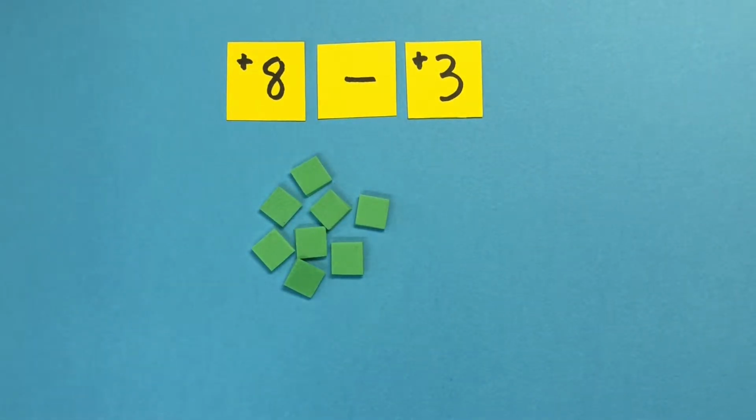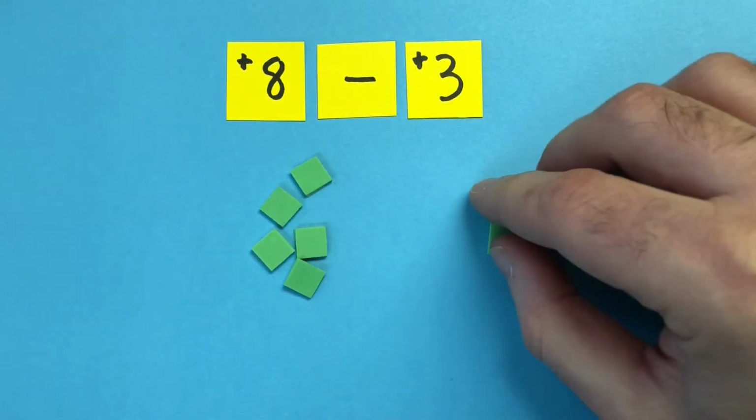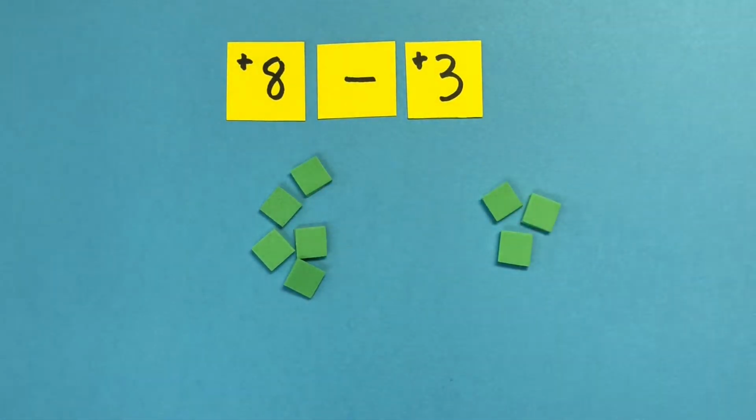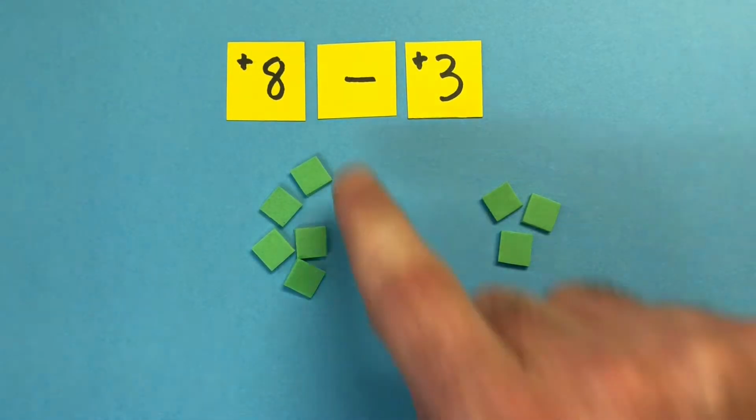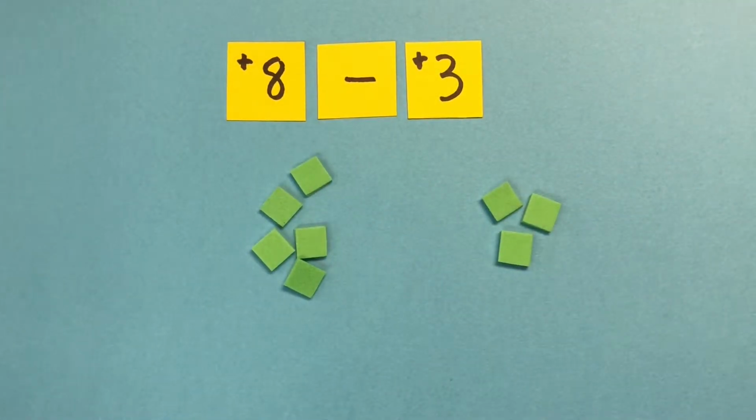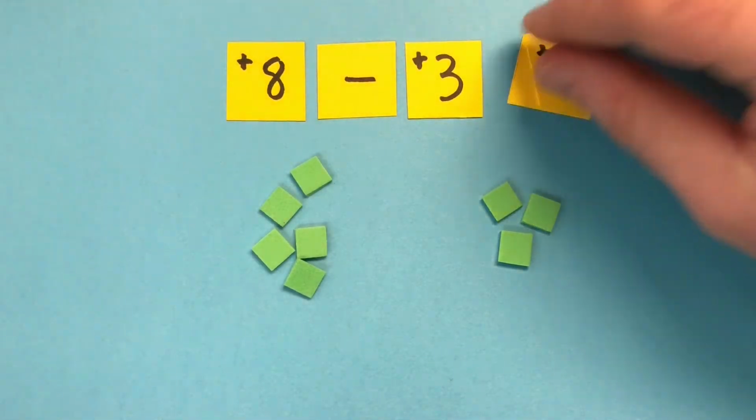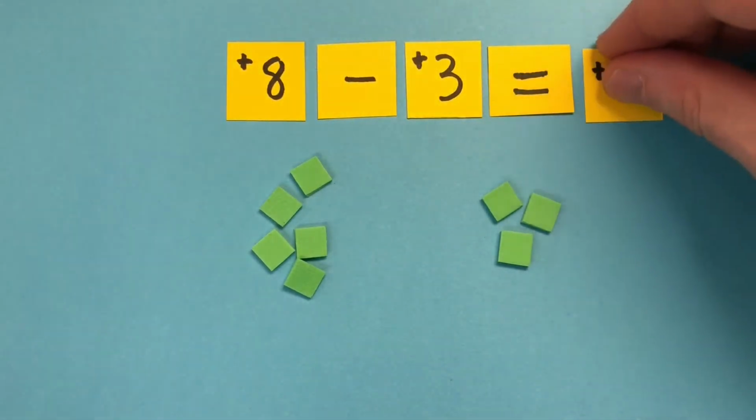Now instead of representing the positive 3, what we're going to do is we're going to take that many away from the group. So we're going to take away 3 positives and just move them to the side for now. Our final answer is going to be whatever we have remaining here. So in this case, it's going to be positive 5. Just what we would expect.